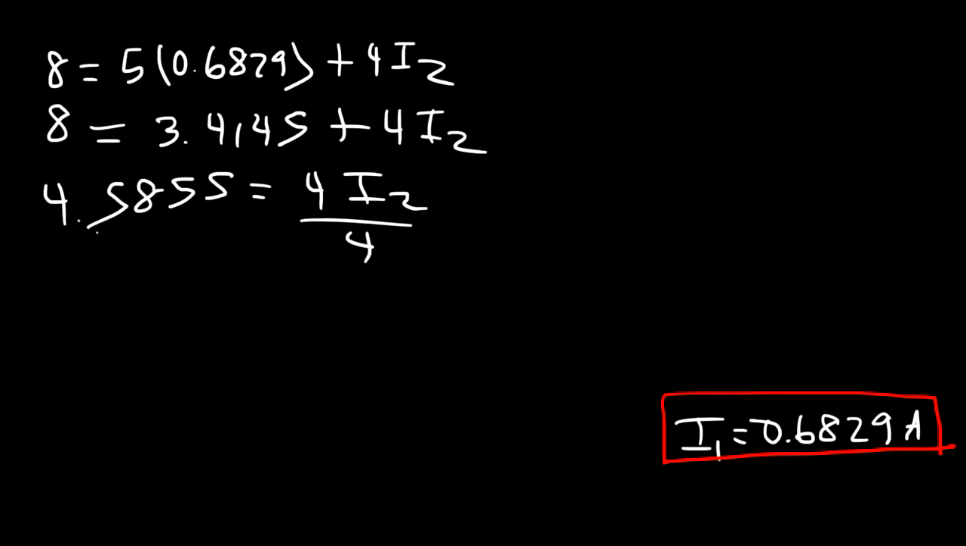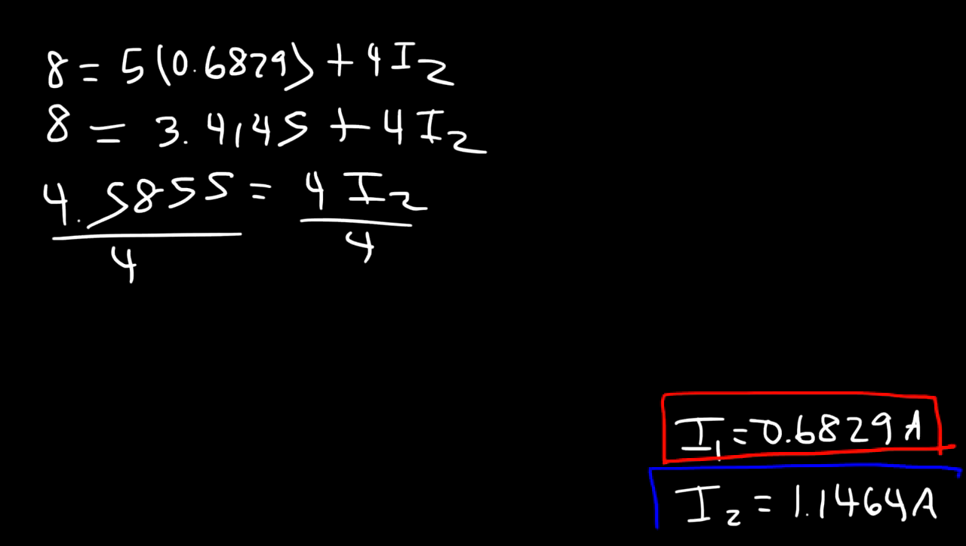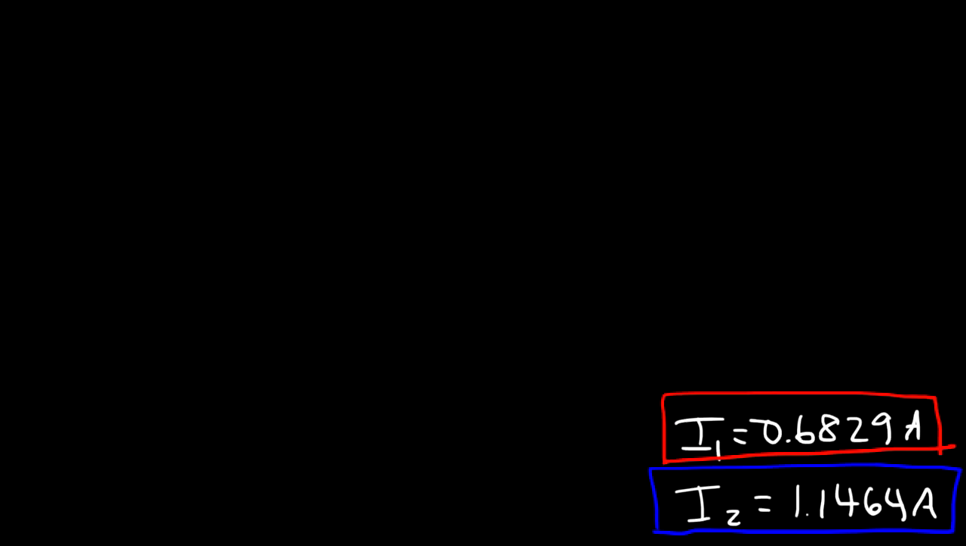So to calculate I2, we need to divide both sides by 4. So I2 is 4.5855 divided by 4. And so I2 is 1.1464 amps. Now let's analyze the circuit completely.